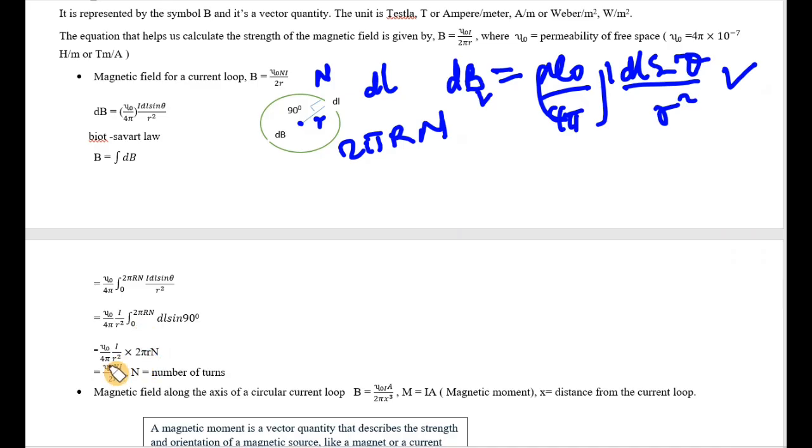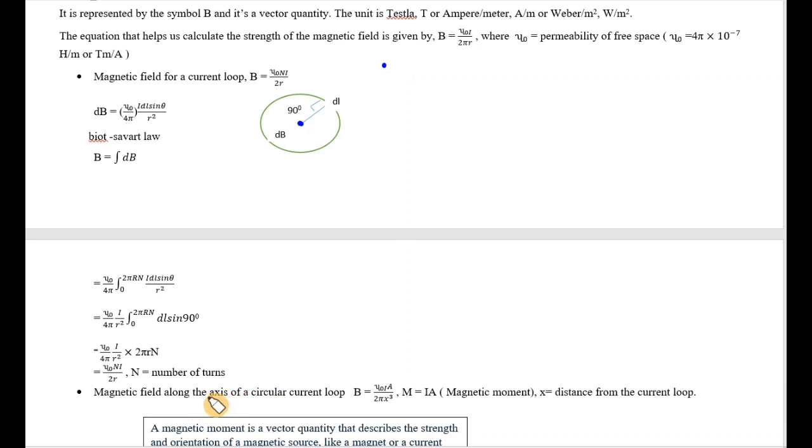So if you now do cancellation, you have that B is mu naught N I upon 2r. Of course, to be consistent, this should be small r, so that we find B is this. Magnetic field along the axis of a current loop. So this is the magnetic field at the center of a circular current loop.